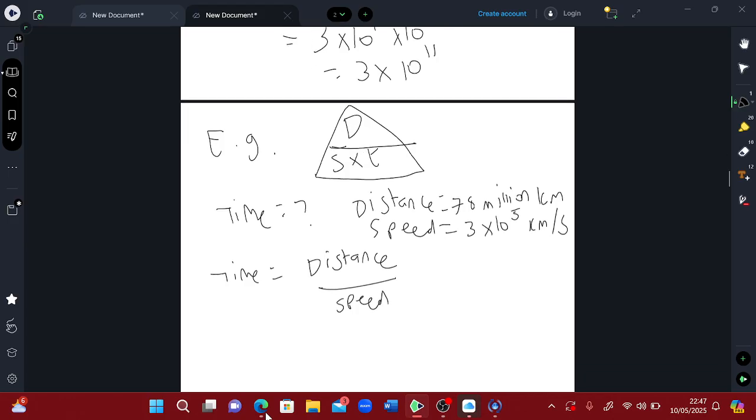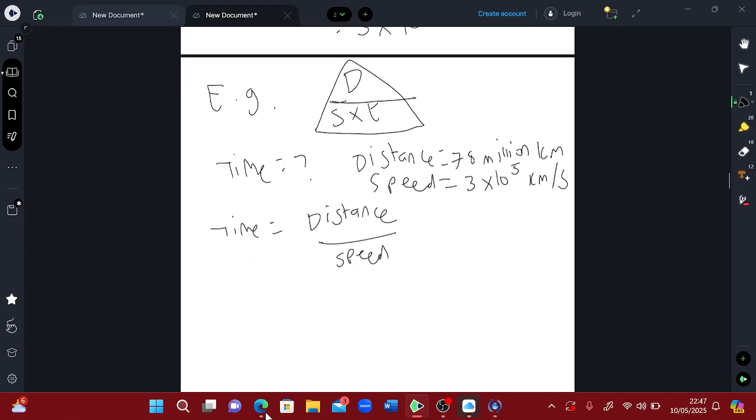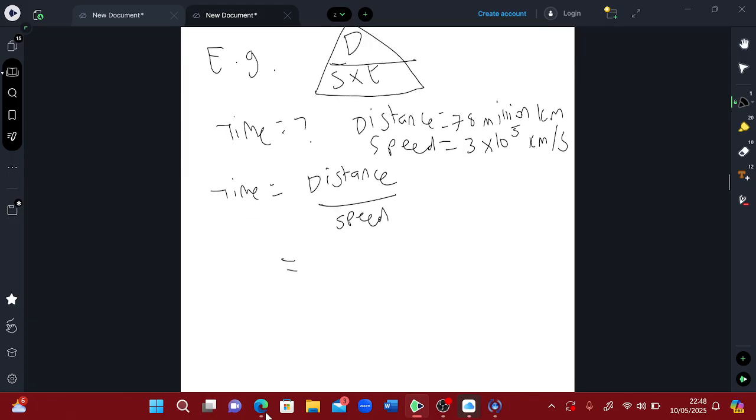However, there are several ways to approach this. You could convert both of them into standard form. We'll do both approaches. We'll see. So first of all, let's convert both into standard form. You might be tempted to. So 78 million.